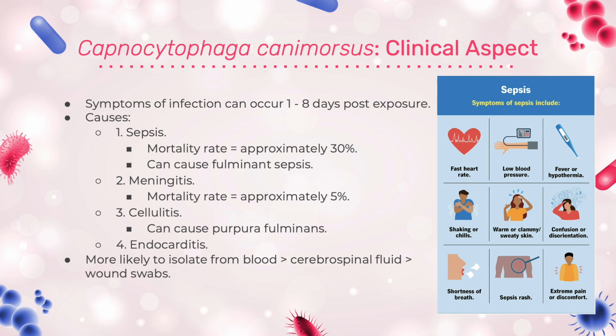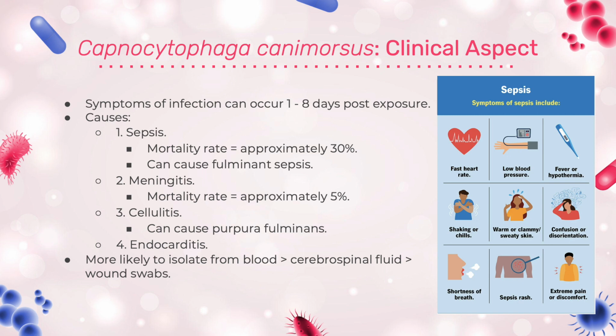Additionally, we have cellulitis, which is the infection of your skin and the surrounding tissues. This has a mortality rate of less than 1%, but we can see another condition known as purpura fulminans. To put it simply, it's when your blood vessels get blocked up, the blood stops moving around your body, which leads to tissue death, and your blood vessels eventually break down and blood starts to pool into your surrounding tissues.